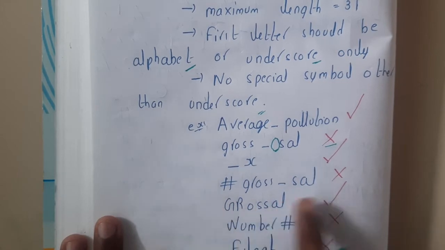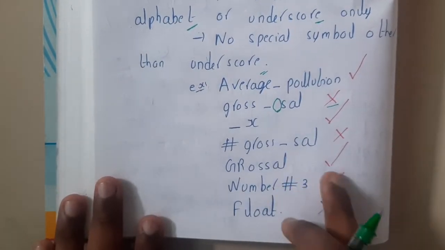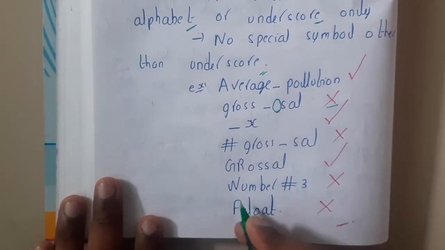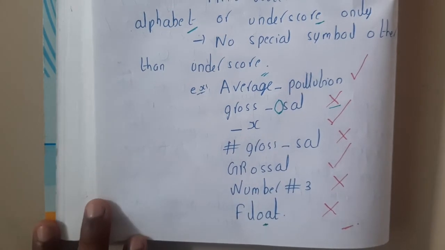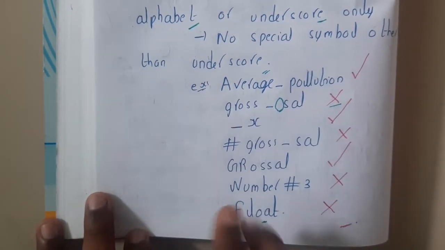GR is capital. What's wrong in that? It's correct. Number hash 3. Hash is not allowed, so it's wrong. Float. Float is not allowed because float is a keyword, guys. It is a predefined word in the C library. That is the reason why float is also not allowed as a variable.